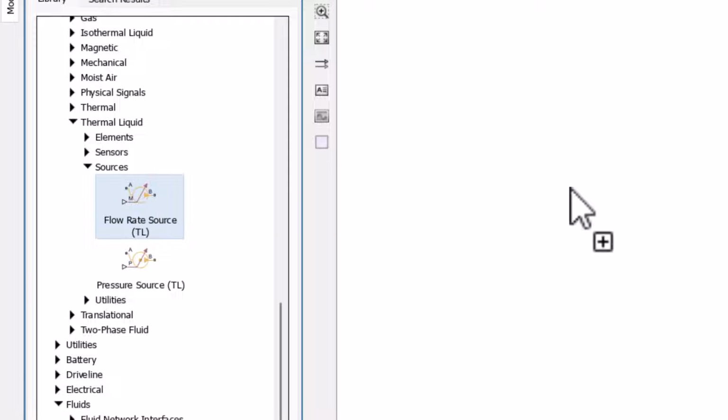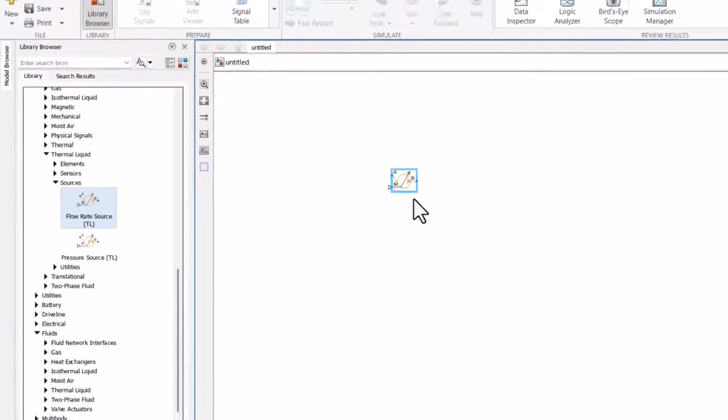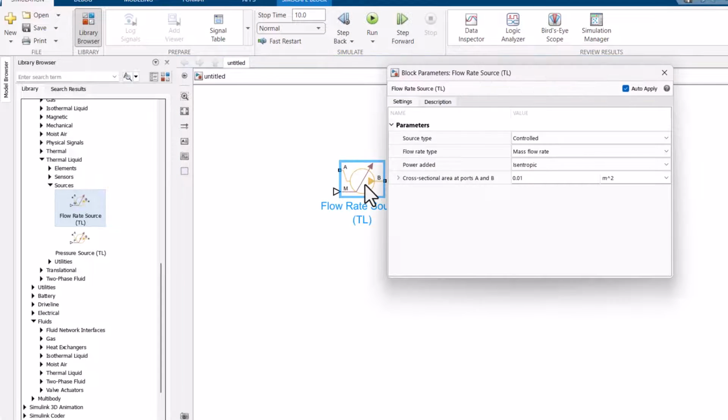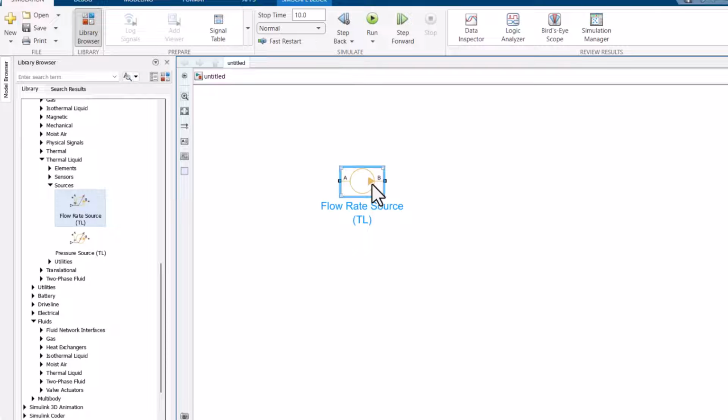I add a flow rate source, which is a pump. I double click on it and set it as a constant mass flow rate with a flow rate of 10 kilograms per second. So basically, this is an ideal pump. It transmits 10 kilograms per second regardless of the hydraulic resistance of the system.